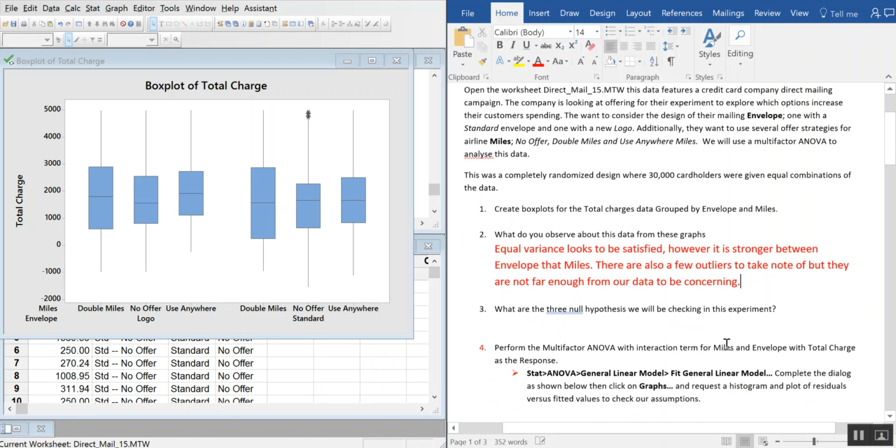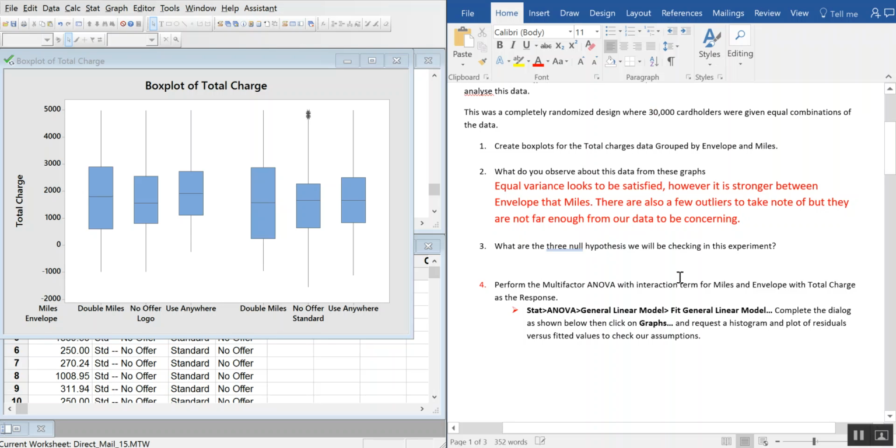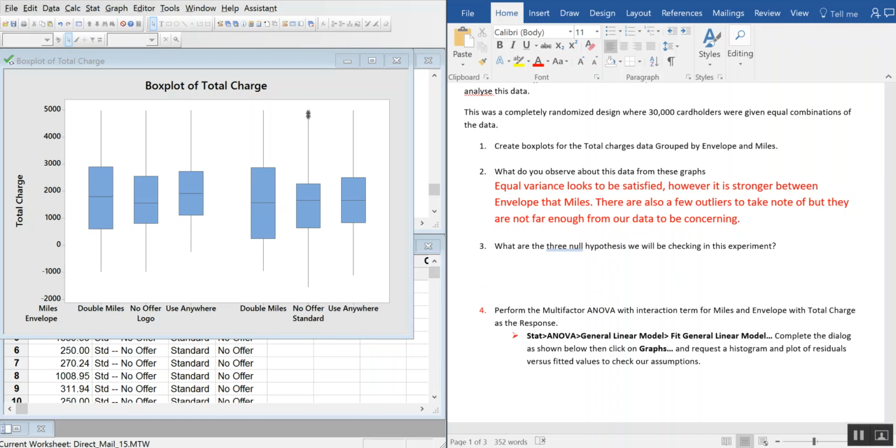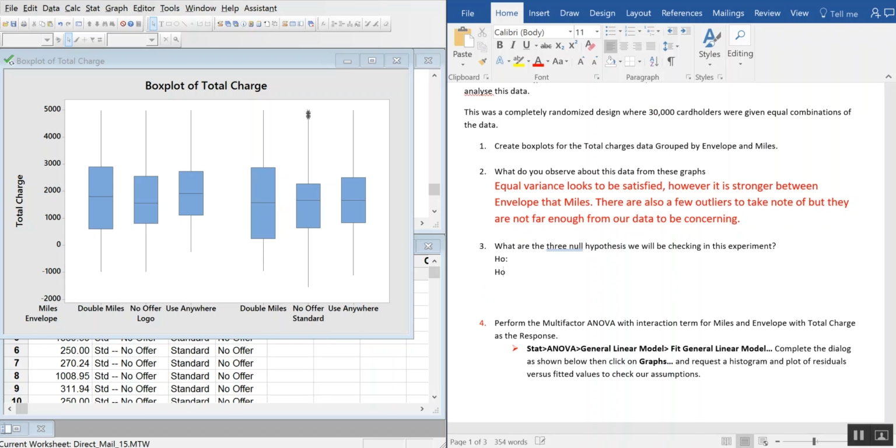Okay, next up we're going to write our null hypotheses, and there are three. Believe it or not, when you do an ANOVA with multiple factors, you end up with multiple hypotheses.